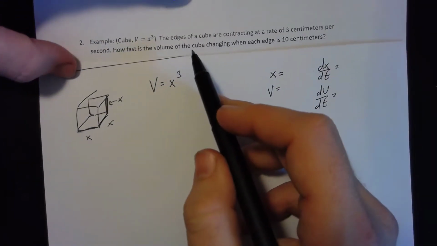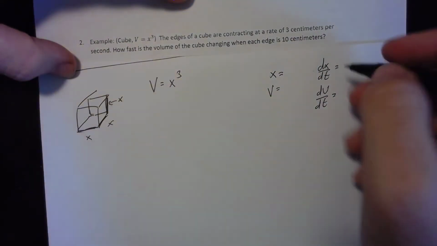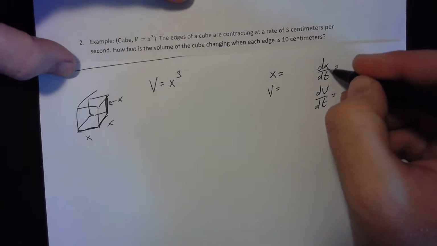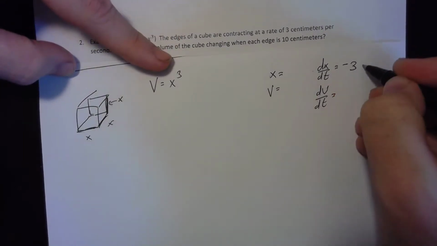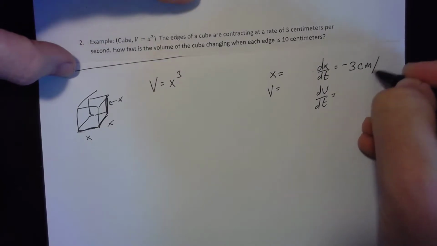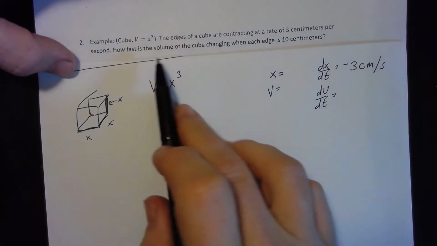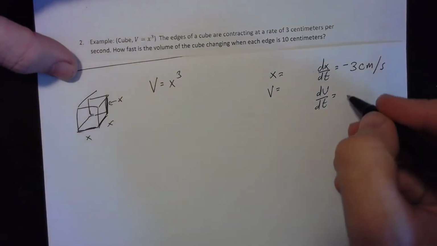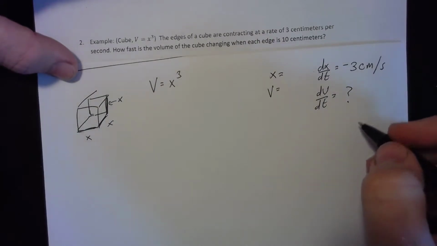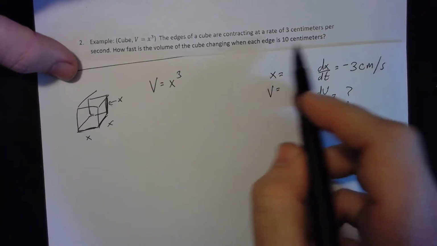When reading through the question, let's fill in the information we're given. So the edge of the cube are contracting at a rate of 3 centimeters per second. Again, contracting, and the edge implies dx dt, the rate of change, is a negative 3. And I'm going to go ahead and use the units, centimeters per second. I'm going to continue reading. The question is how fast is the volume of the cube changing? So this is what I'm looking for, dv dt, how fast the volume is changing over time when each edge is 10 centimeters.